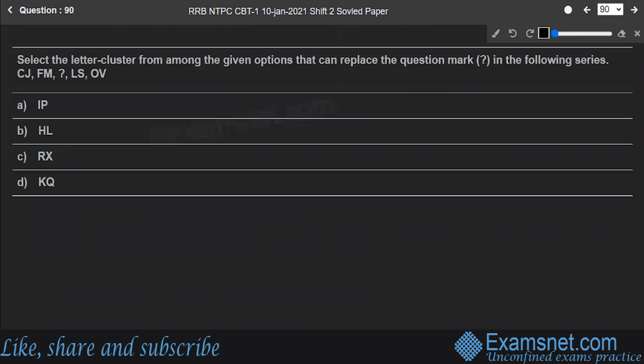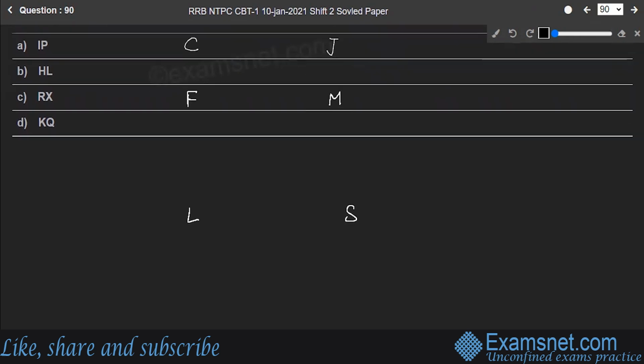Very easy ones. So next is question number 90. Select the letter cluster from the given options which can replace the question mark in the series. So it is CJ, FM, question mark, LS, OV. Let's go with this. C, J. The next one is F, M, question mark next. Okay, I'll leave a space, then L, S, and OV.